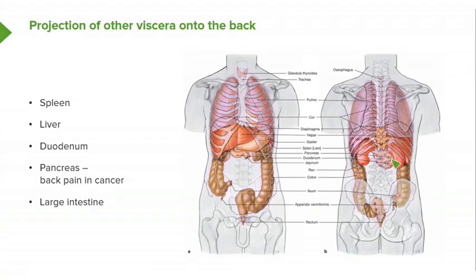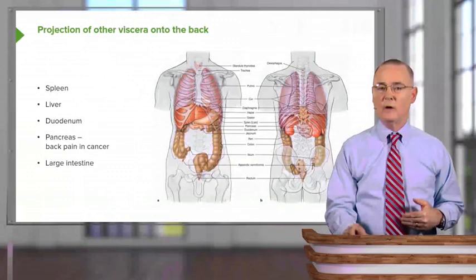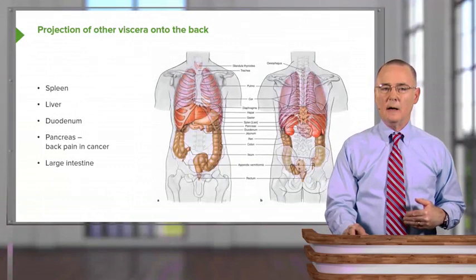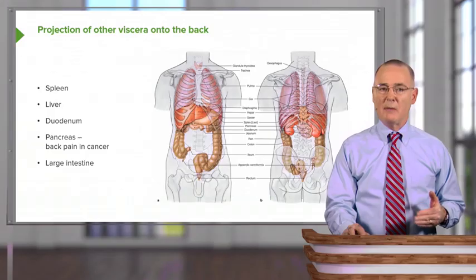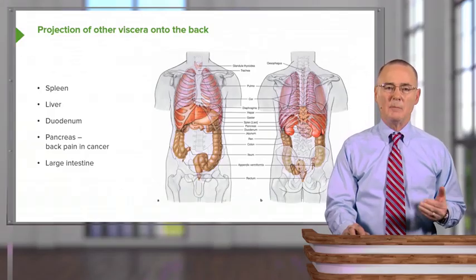Duodenum is seen in through here, and you can see the curved nature of the duodenum. We can also see the pancreas right in through here, and it projects toward the spleen right in through here. Because of its relationship to the back and it being retroperitoneal, some individuals with pancreatic cancer, the first symptom is back pain.